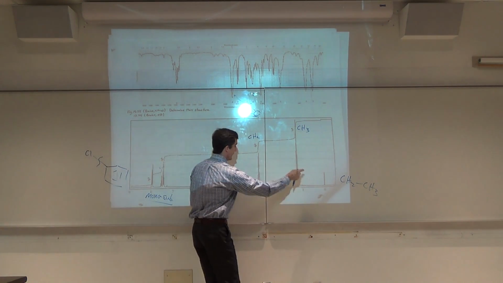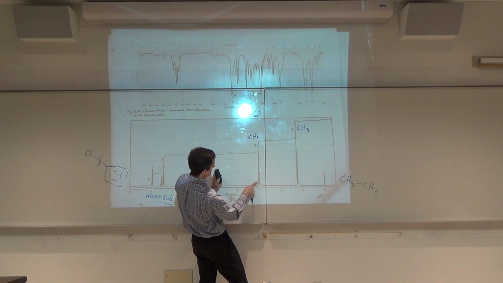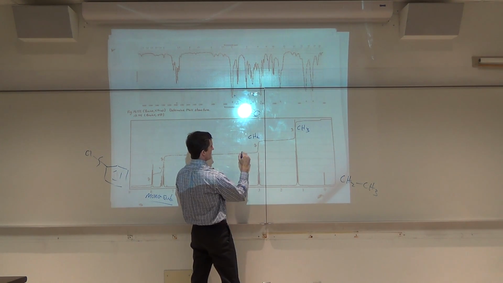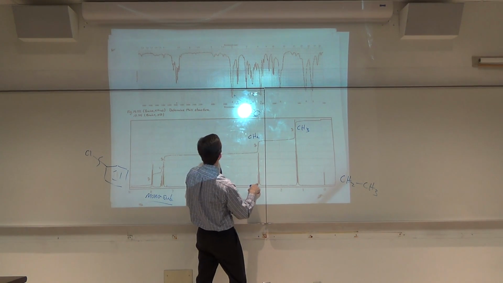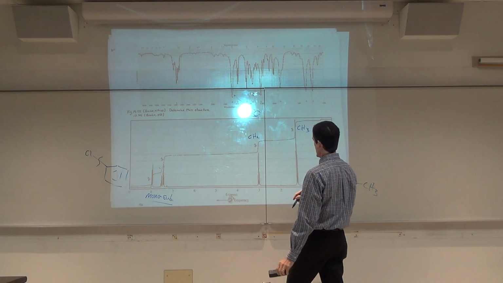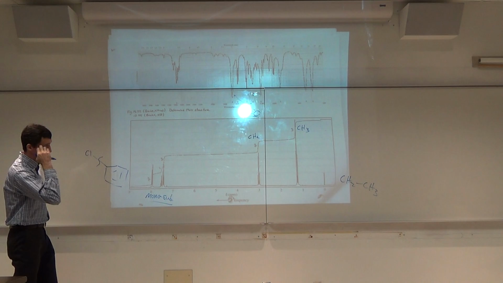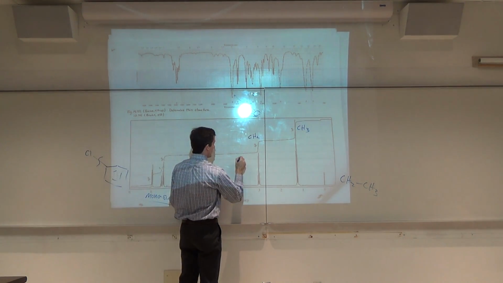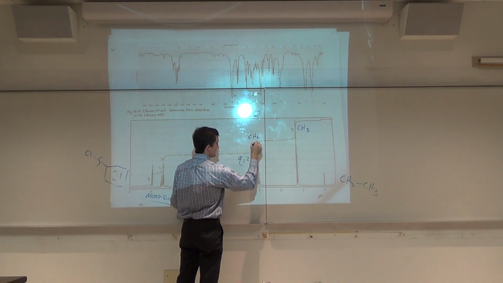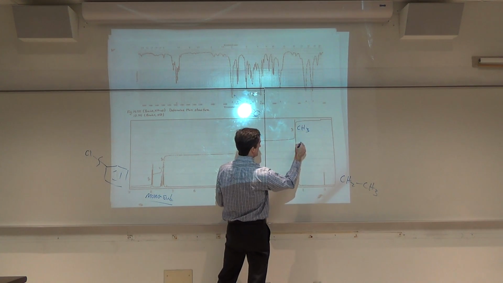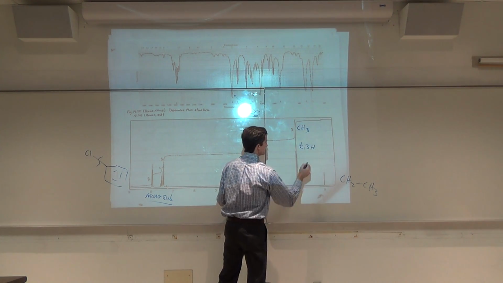Does this fit the ethyl? What is this? A triplet? There's a multiplet. I can't see, it didn't expand. It's got 4. Is it a quartet? Quartet 2H. And what is that? Is that a triplet? Triplet 3H?